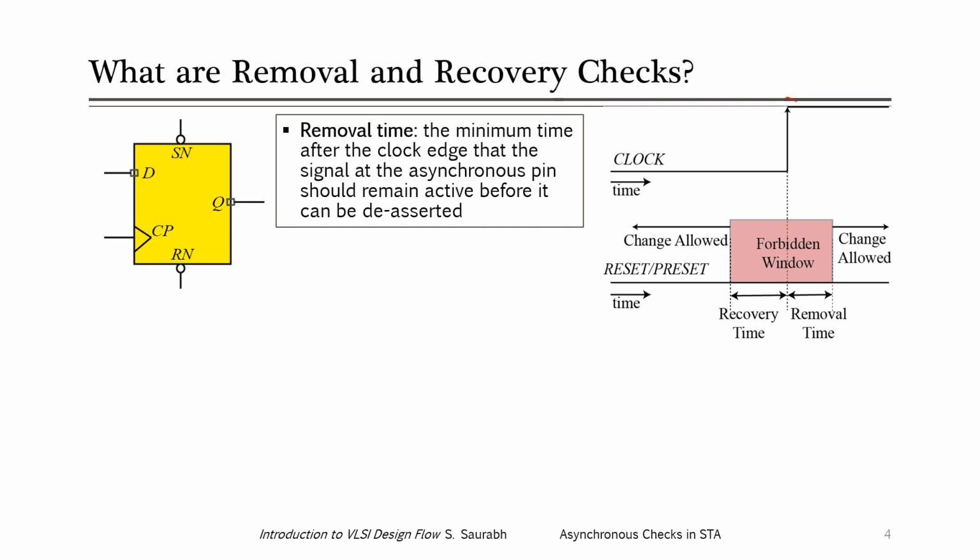Suppose the clock is coming at this point, and initially the reset pin was active, meaning that it was 0, and it is making a transition from active to inactive, going from 0 to 1. Now if this 0 to 1 transition at the reset pin is very close to the clock edge, then the operation of the flip-flop will become non-deterministic or bad, and we want to avoid that situation.